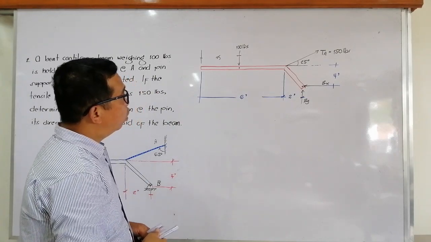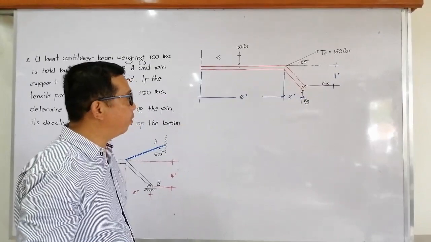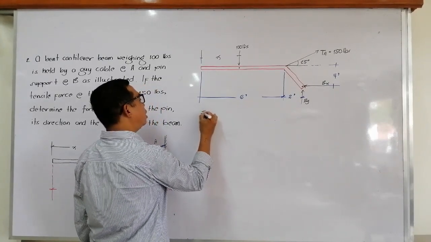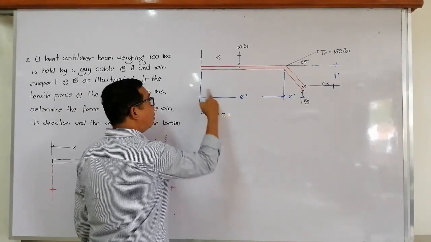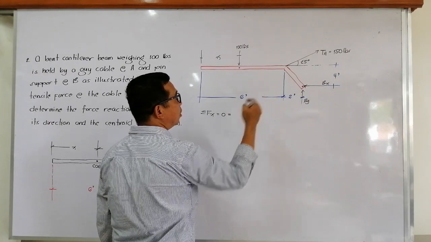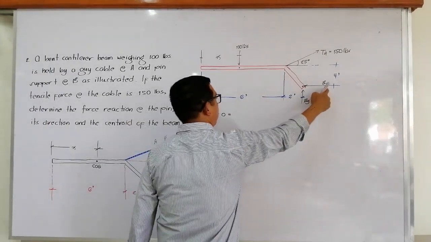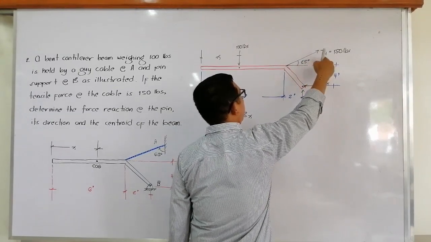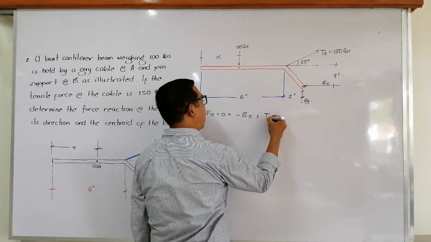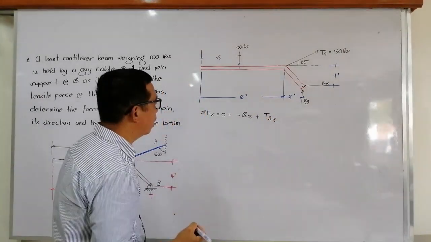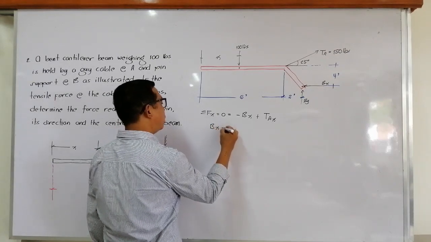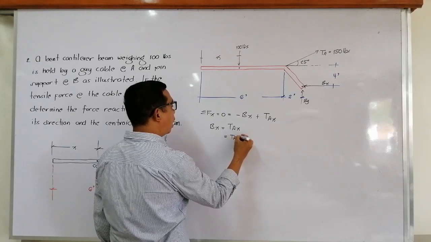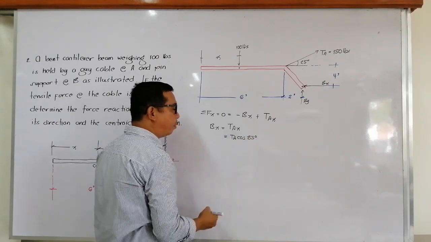Now, since it's complete, we can start solving. We start with the summation of forces along X. The summation of forces along the horizontal is equal to 0. Based on what we are seeing, there are 2 forces acting along X: negative Bx, and the X component of TA, positive. Other than that, none. So we have the expression Bx is equal to TAx. The TAx we can expand as TA cosine of the angle, 25 degrees.